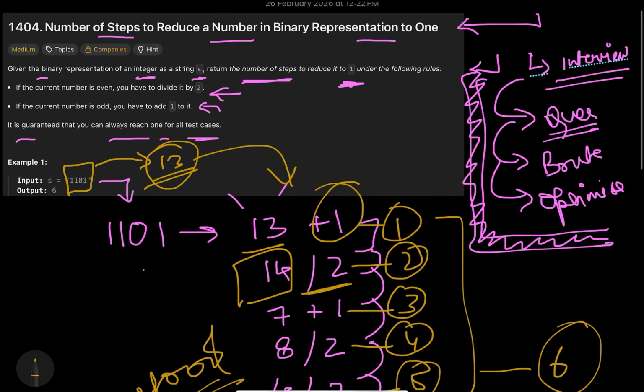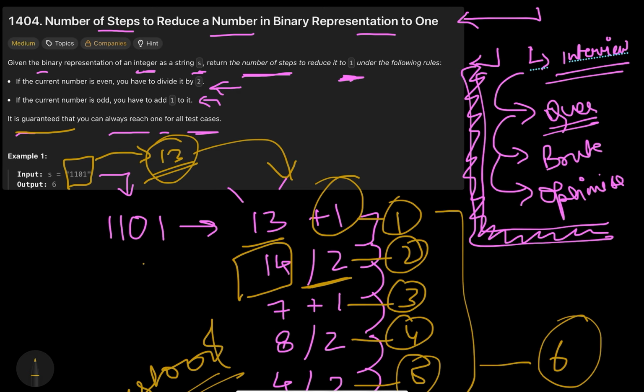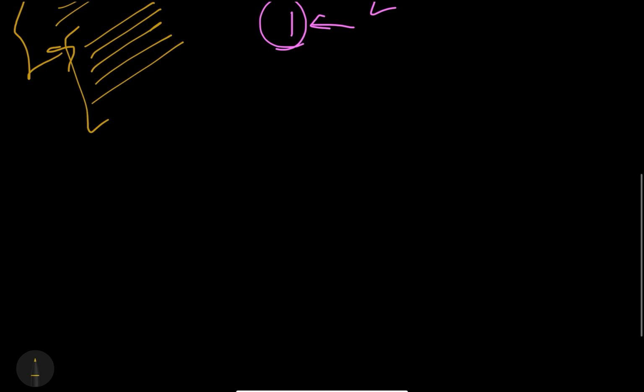If you have any doubts, ask the interviewer follow-up questions. Like suppose he had not mentioned that it is guaranteed to always reach 1, then we would have to handle those edge cases also in which our answer would not be 1. But here it says that it is guaranteed that we'll always reach 1. So we'll ignore these edge cases now.